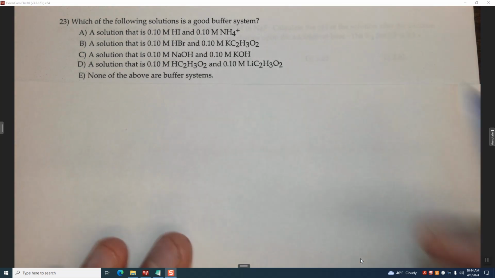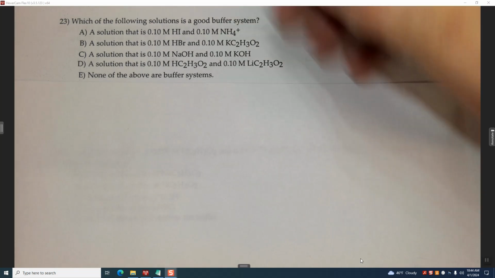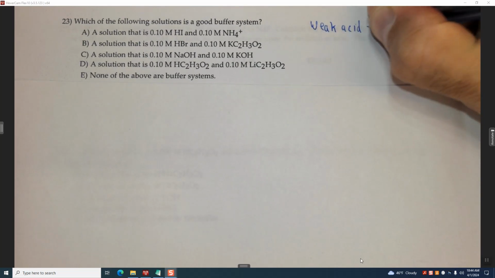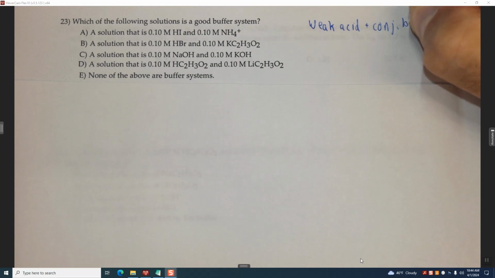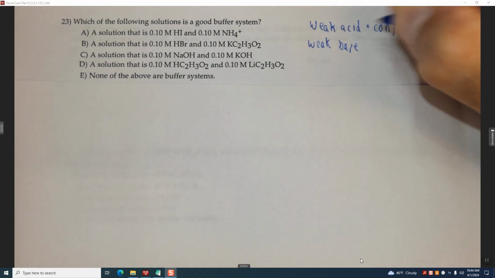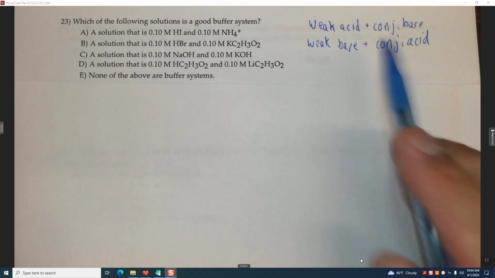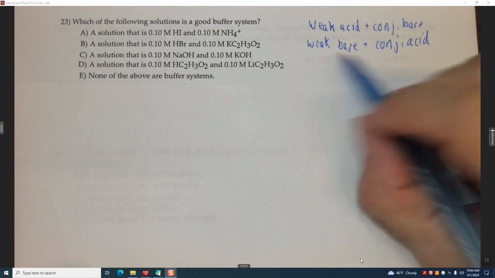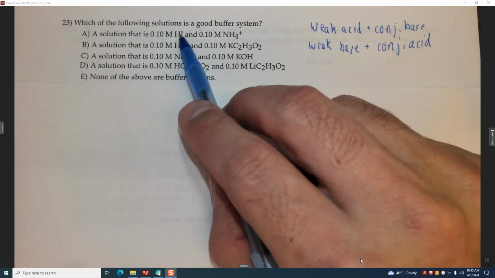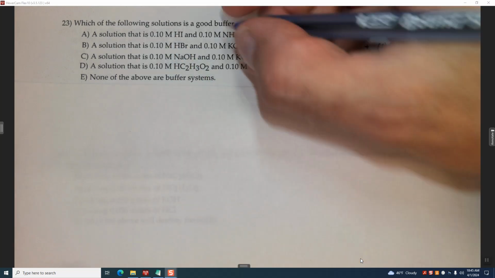All right, question 23 says, which of the following solutions is a good buffer system? So a good buffer should be a weak acid plus its conjugate base, or a weak base plus its conjugate acid. So these are going to be good buffers, weak acid and conjugate base, or weak base and conjugate acid. So if you look here, in the first solution, you have a strong acid, and the conjugate acid or a weak base, but you have a strong acid. That's not going to work.